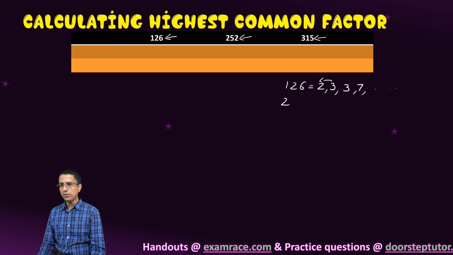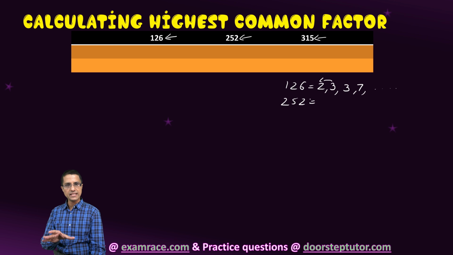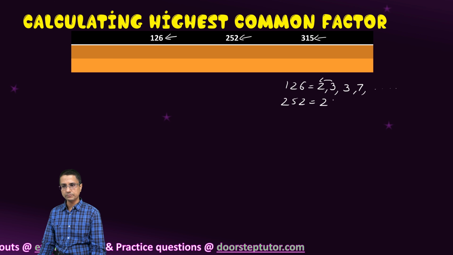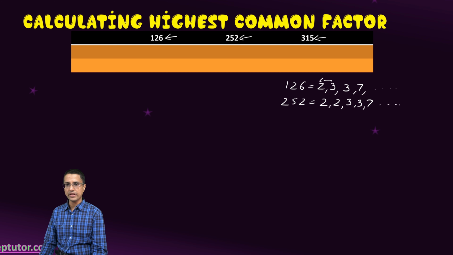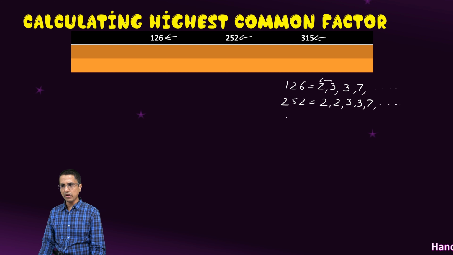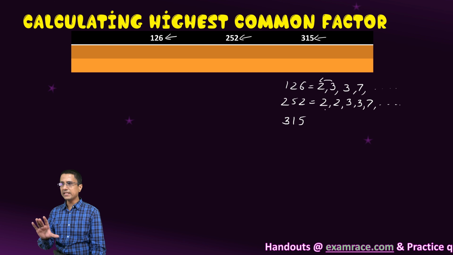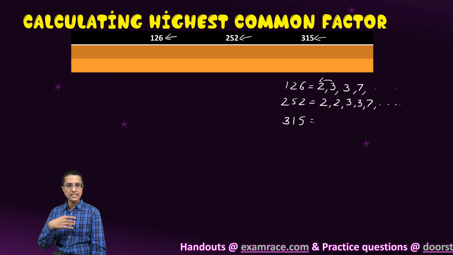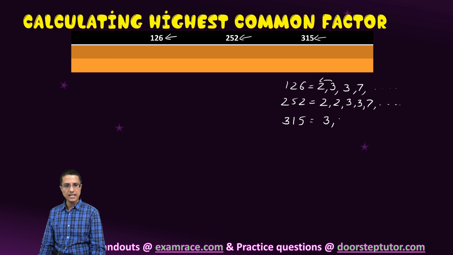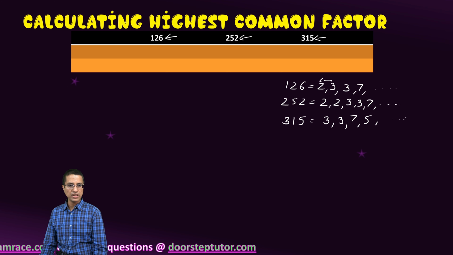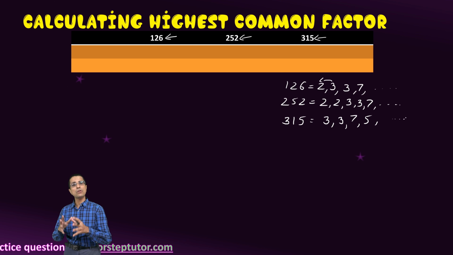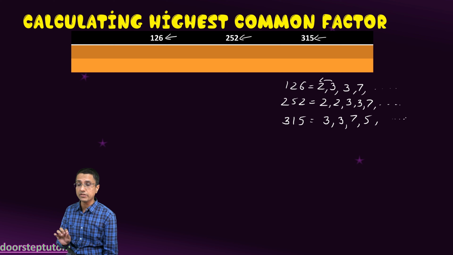Similarly, for 252 also I can do the same thing. I can start with the prime factors and then combine these prime factors again in various ways. So that is simple. We have already seen how to do this. Then the next number is 315, and for that I'll repeat the same exercise. First, let me list the prime factors and then I will combine these prime factors and come up with all the factors of these numbers.